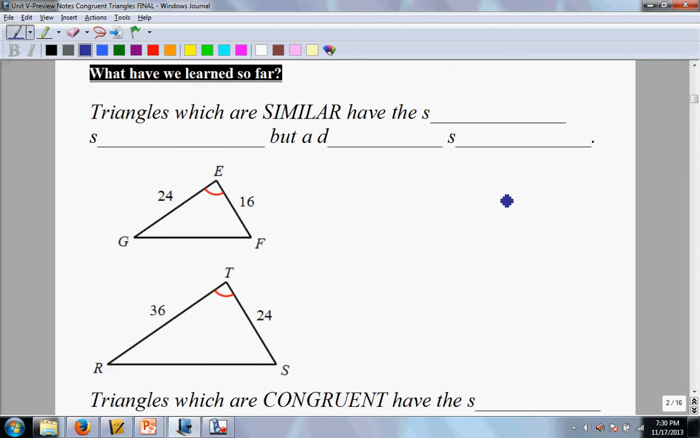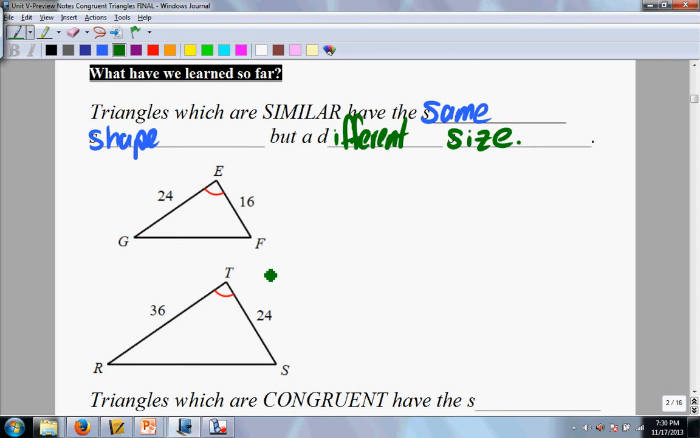First off, what have we learned so far? Let's recap. We have learned that triangles that are similar have the same shape but they have a different size. That is similar. So I'm going to put that similarity sign there. Triangles which have the same shape but a different size, they are similar. Same shape, different size.